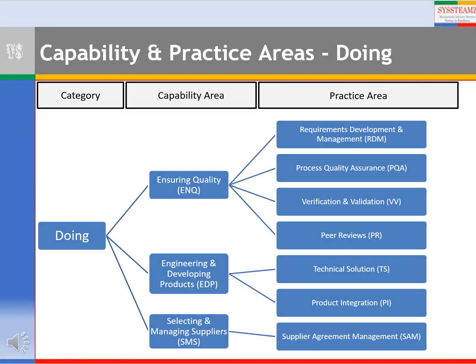The category doing includes 3 capability areas. Ensuring quality, comprising of practice areas for requirements development and management, process quality assurance, verification and validation, and peer reviews. Engineering and developing products, comprising of practice areas for technical solution and product integration. Selecting and managing suppliers, comprising of practice area for supplier agreement management.